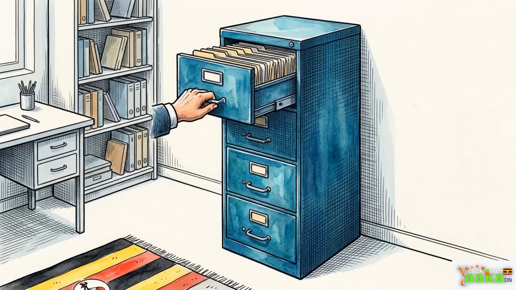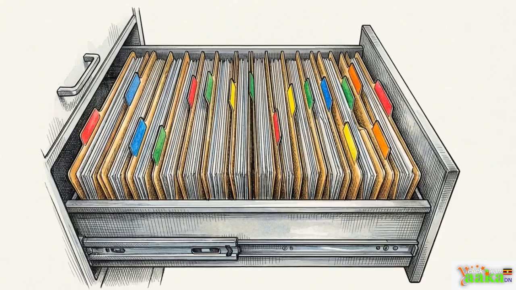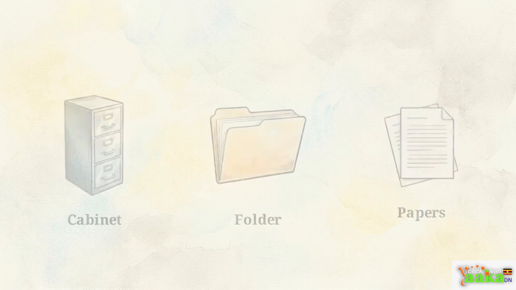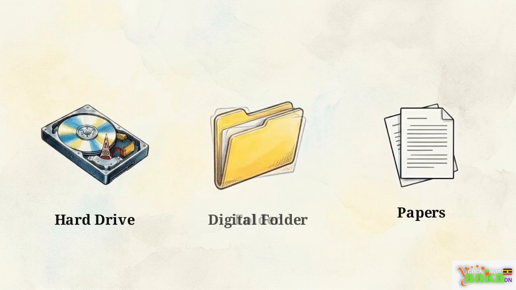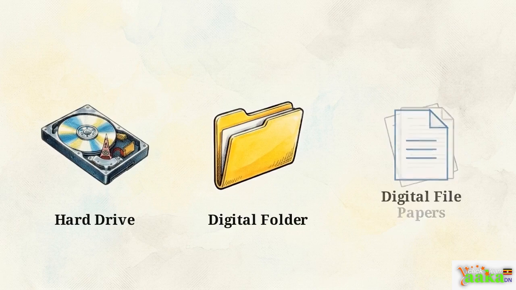To fix that chaos, a smart shopkeeper uses a filing cabinet. Inside the cabinet's drawers are labeled manila folders, keeping specific papers organized by category so they can be retrieved instantly. A computer hard drive functions exactly like a physical filing cabinet. Manila folders become digital folders, and papers become digital files.